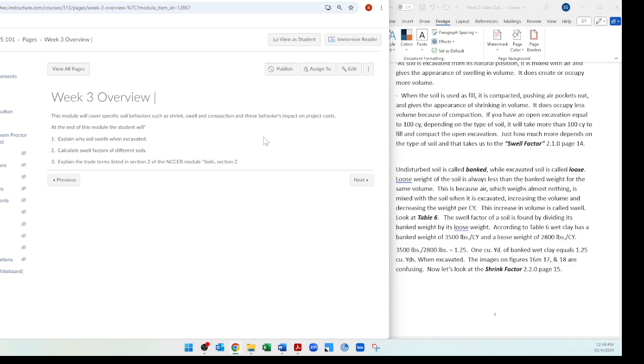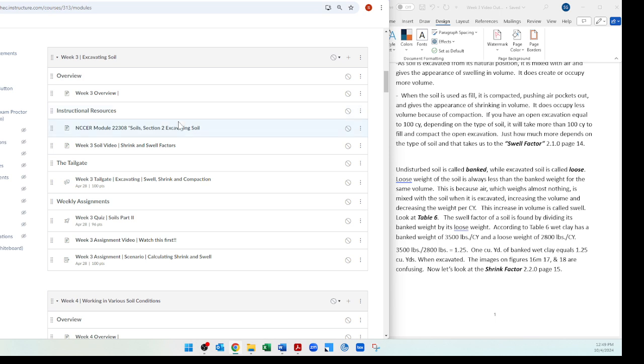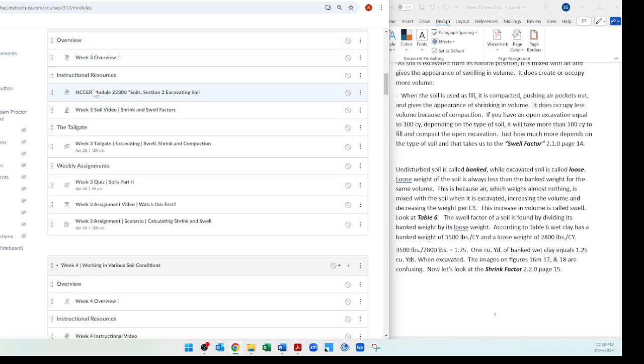Now, having said that, I need to go back to the modules. And I want to go down this real quick. We saw the overview and what the objectives are, shrink and swell, how to calculate them. But the big deal about this is the assignment.